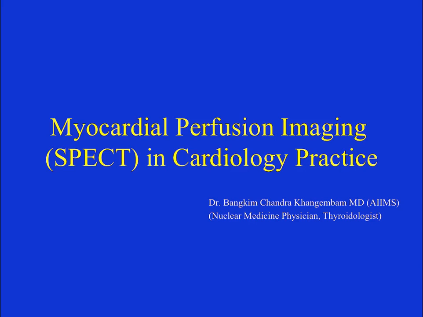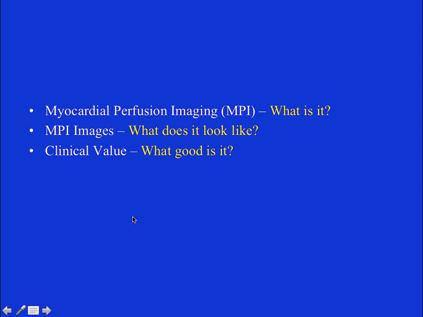Myocardial perfusion imaging is most commonly known as thallium scan, but I'm going to stick to the term MPI in the rest of my discussion as much as possible. I will be discussing myocardial perfusion imaging or MPI under three main headings. Number one, what is an MPI or what is a myocardial perfusion imaging? Number two, how does an MPI image look like? And lastly, I will come to the clinical value of myocardial perfusion imaging.